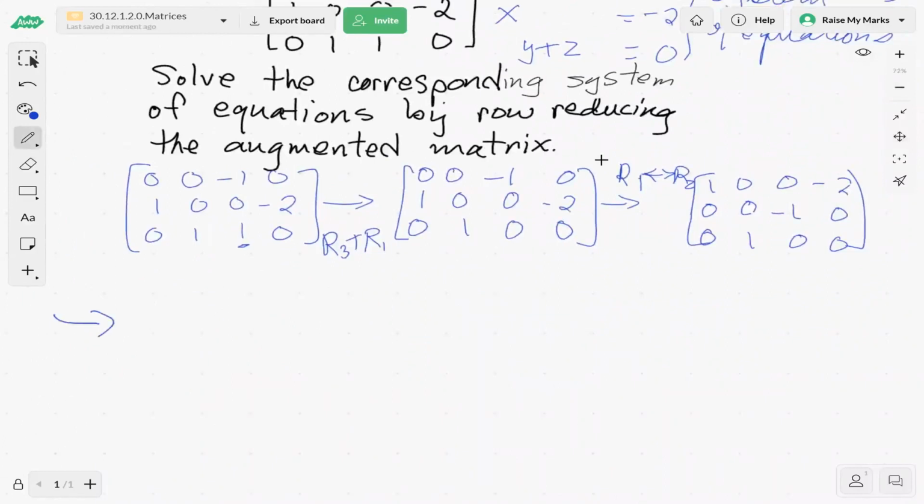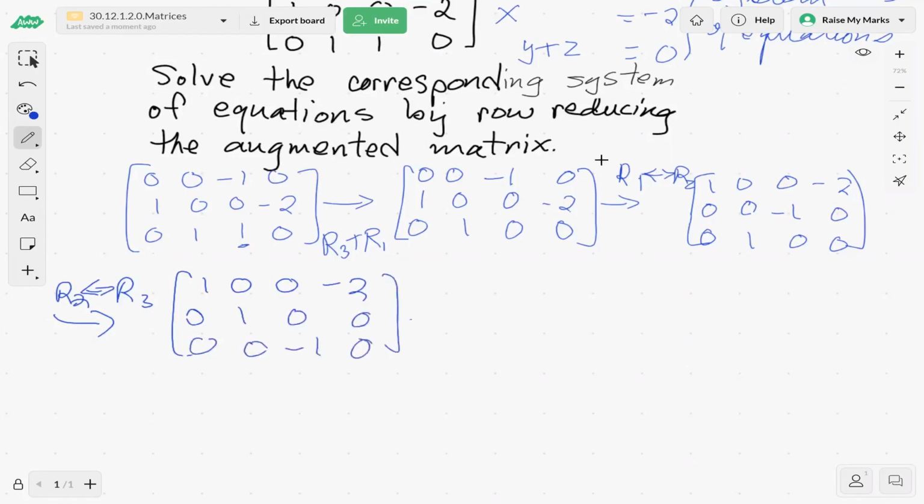All right, so now let's interchange row 2 and row 3. So row 2 interchange with row 3, and what do we get? Again, first row just stays the way it is. Second row now becomes 0, 1, 0, 0. Third row is 0, 0, -1, 0. And then finally, we're going to multiply the third row by -1 to get rid of that negative. Again, first row just as is. Second row as is. And third row becomes 0, 0, 1, 0.